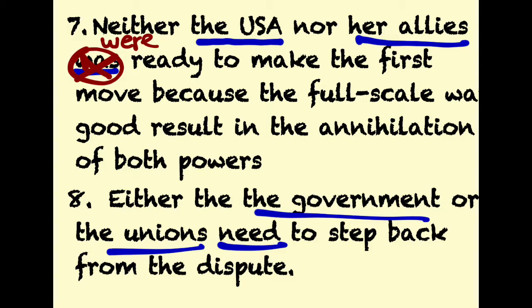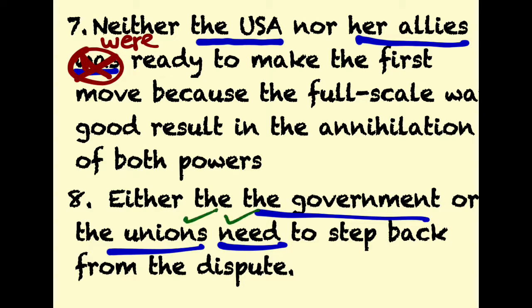Okay. Next sentence. Either or also has the same rule as neither nor. Either the government, a singular subject, but it does not matter as far as subject-verb agreement is concerned. Unions, is it singular or plural? It is of course plural. Unions, plural. Need, plural, because the addition of S with the verb need will make it singular. Now it is plural. It means the sentence is correct.